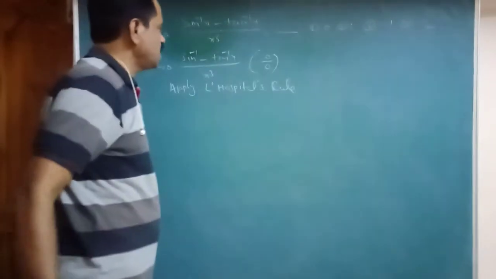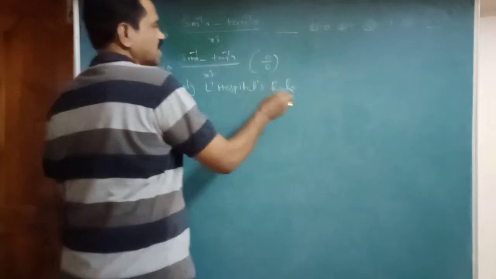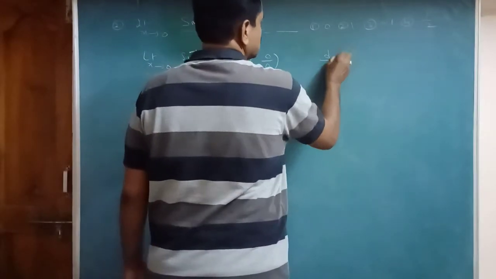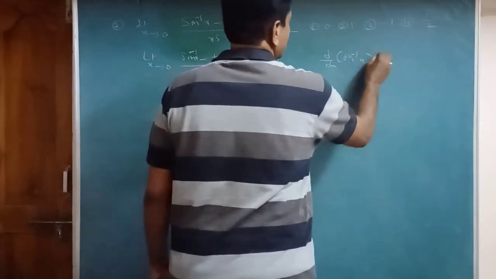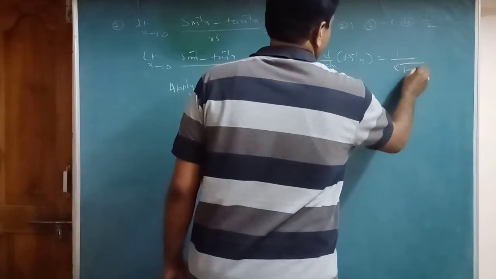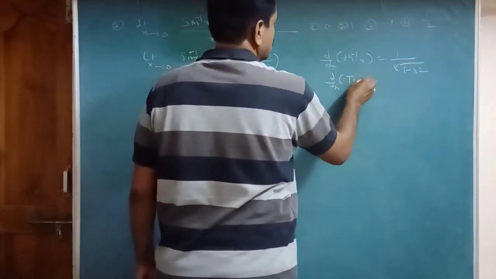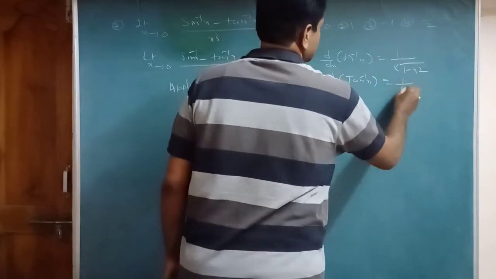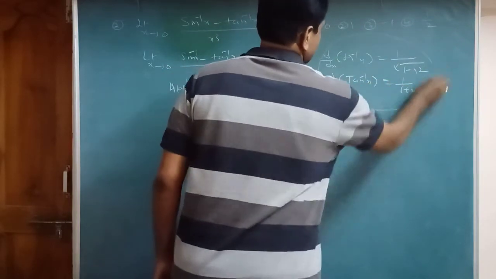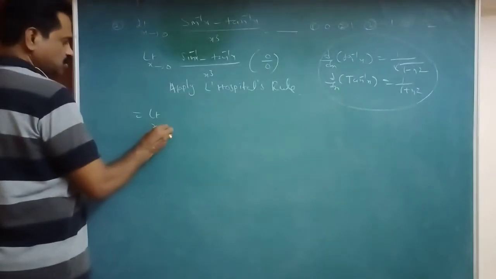We know that d by dx of sin inverse x is how much here? 1 by root of 1 minus x square. And d by dx of tan inverse x is how much here? 1 by 1 plus x square. Okay, now substitute here. That equals limit x tends to 0.